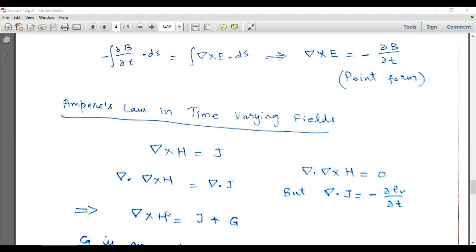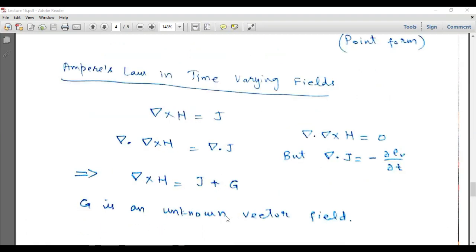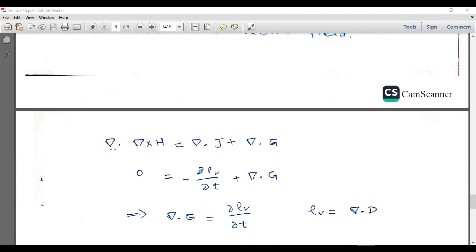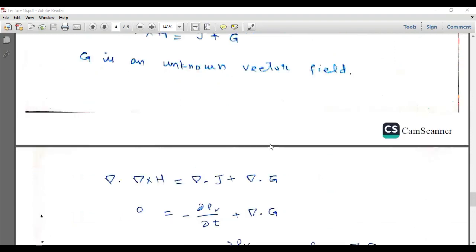So let's assume that del cross H is equal to J plus G. This is our assumption, and G is an unknown vector field. Now apply the dot product of the vector operator on both sides. Then we will have del dot (del cross H) equal to del dot J plus del dot G.